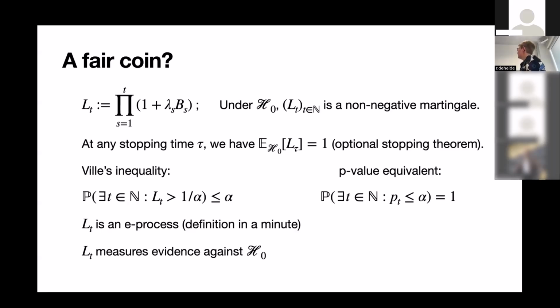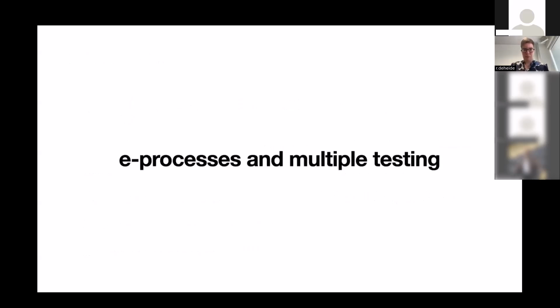Yeah, so this likelihood ratio is a non-negative martingale, and we have a generalization of that, something that's slightly more general than martingales, and that is an E process. We'll give a definition in a minute. And it measures evidence against the null hypothesis. So you can really interpret it, if it becomes large, it's really evidence against the null hypothesis. And on top of that, you have this type 1 error guarantee. Okay, so now I will give proper definitions of everything, of both E processes and multiple testing.